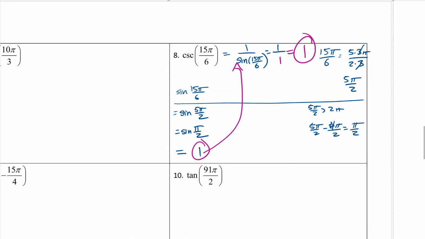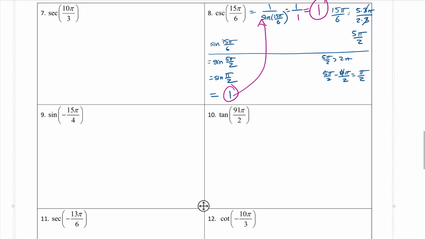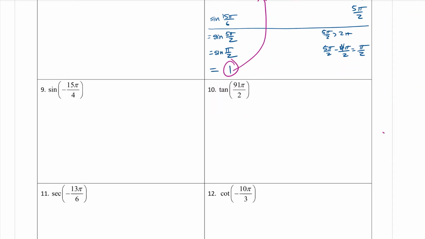Fun stuff. Hey, with these negative angles down here, the ones I'm not explaining, you're going to add 2 pi's. Not take them away, but add them. Get that between 0 and 2 pi. And then start playing your reference angle game. Don't deal with those negatives.